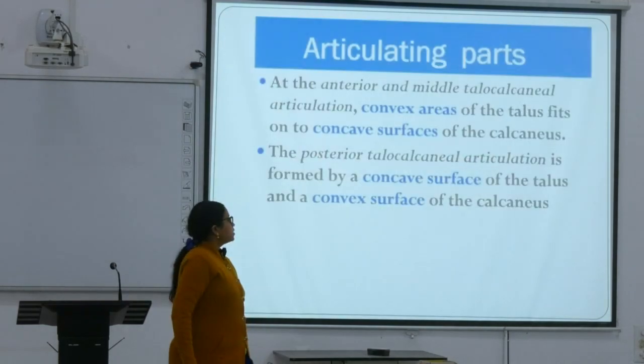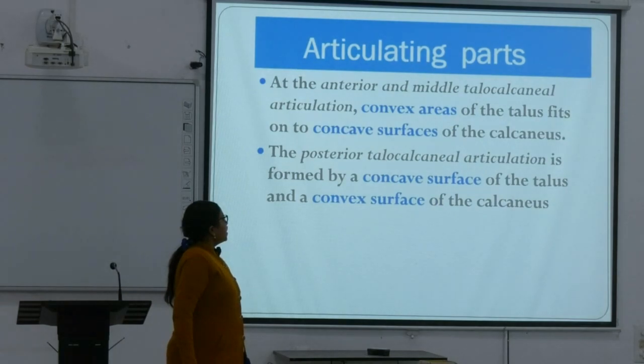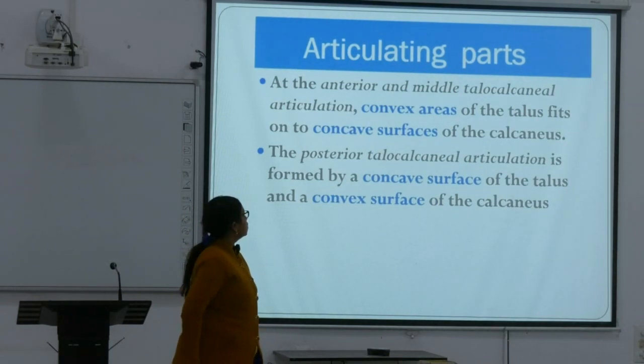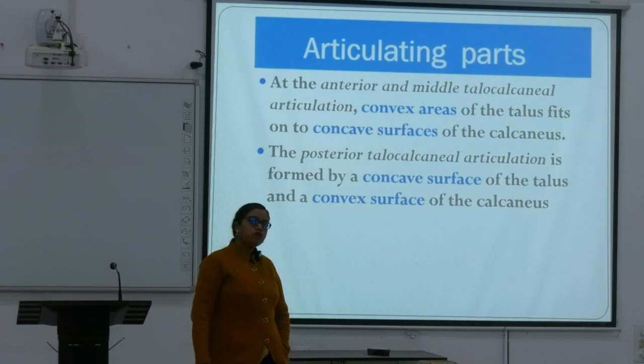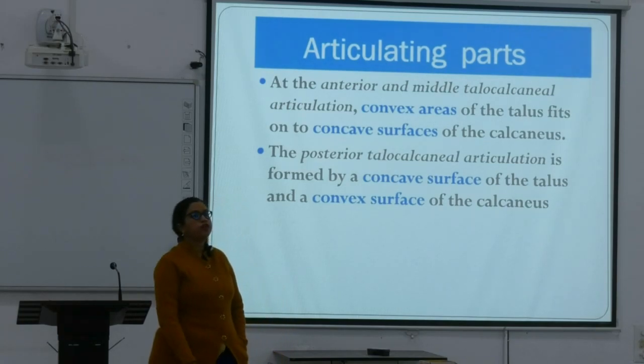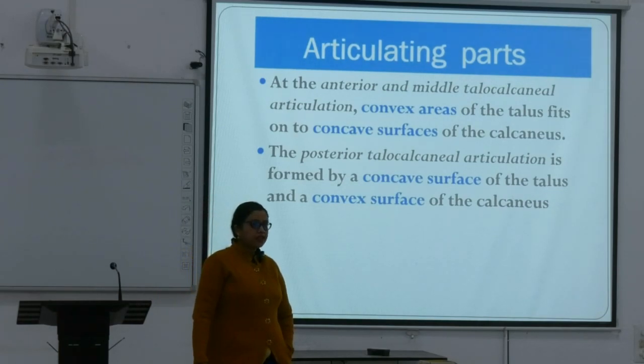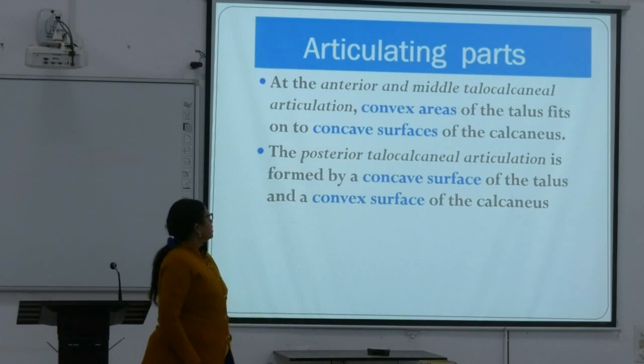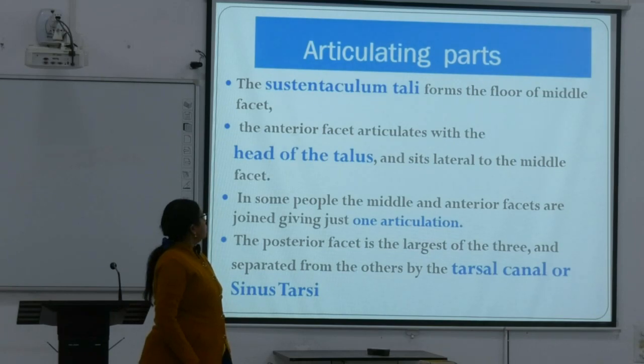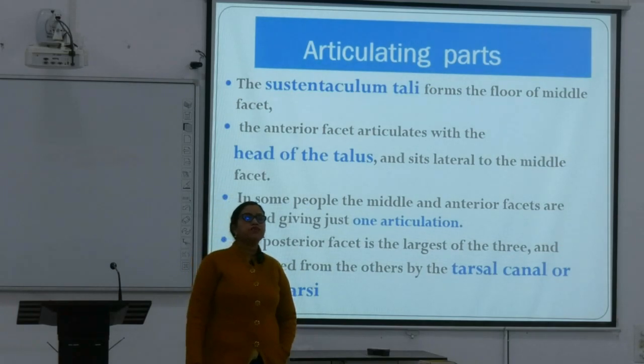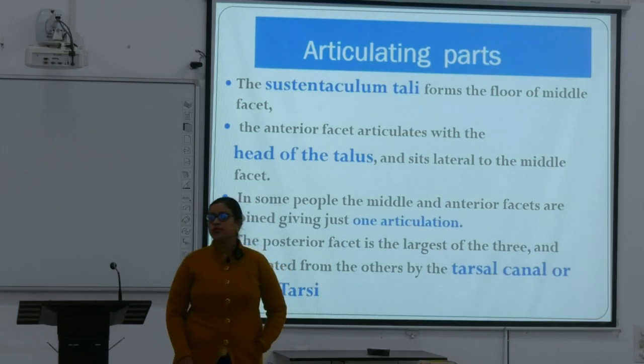Okay. See the next one. So now this thing I already told. So first one is convex concave, then convex concave, then last one is concave convex, just opposite. Okay, then the next one. So what is the sustentaculum tali? So which facet is having articulation with sustentaculum tali? Where is it present? Sustentaculum tali is present where?